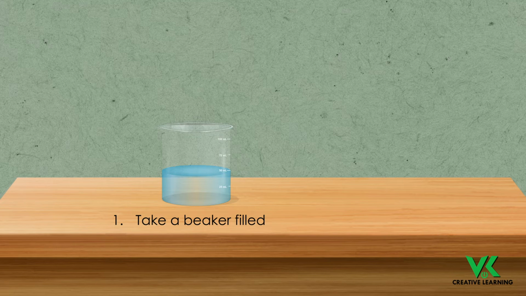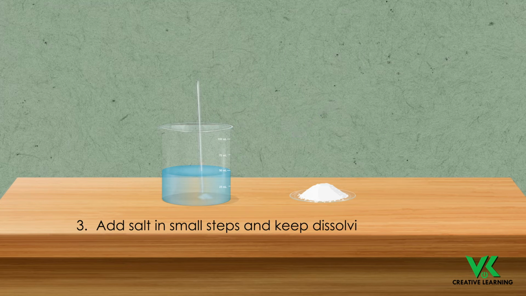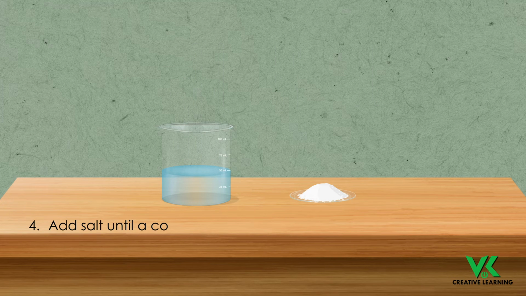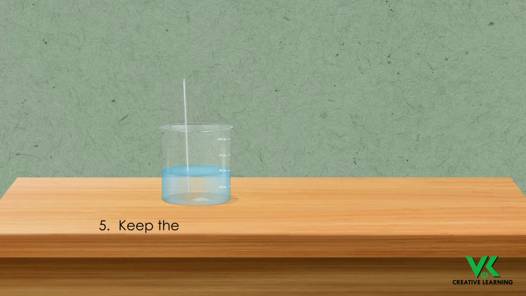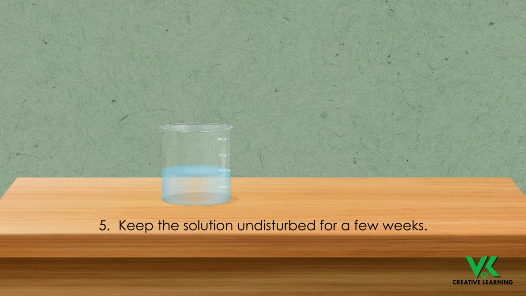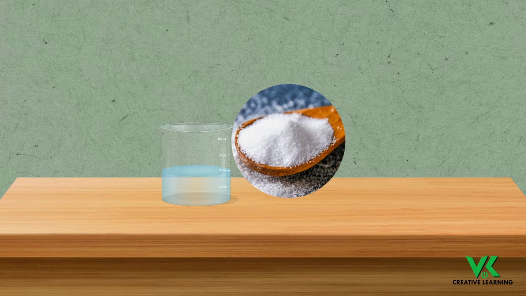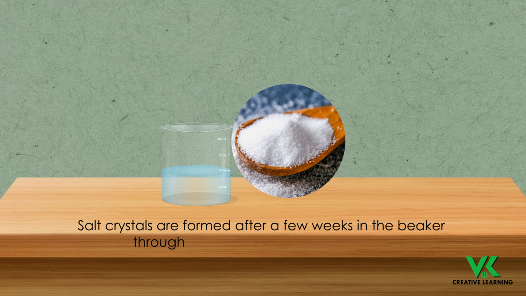Take a beaker filled with boiling water and add salt to it. Add salt in small steps and keep dissolving until all the salt gets dissolved in water. Add salt until a condition where no more salt can be added to the water. Keep the solution undisturbed for a few weeks. You can see the salt crystals formed in the beaker. This process is called crystallization.